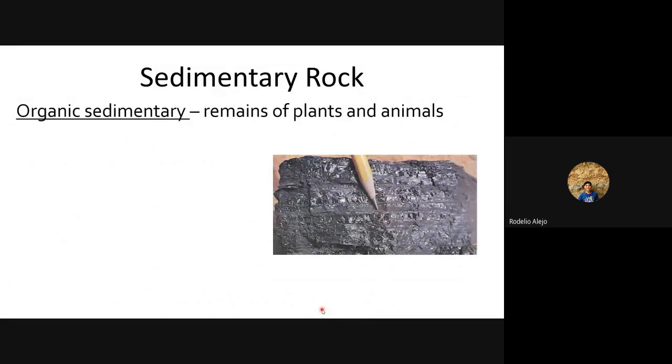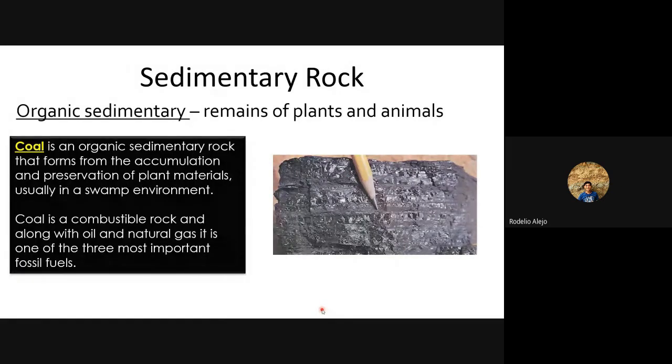So the last classification of sedimentary rock is what we call the organic sedimentary. So from the word organic, it comes from the remains of plants and animals. So one example of an organic sedimentary rock is coal. So coal is an organic sedimentary rock that forms from the accumulation and preservation of plant materials, usually in a swamp environment. So when we say swamp environment, it commonly contains water bodies. So pag may water bodies, it inhibits the decomposition of certain plants or animals, yung mga remains nila.